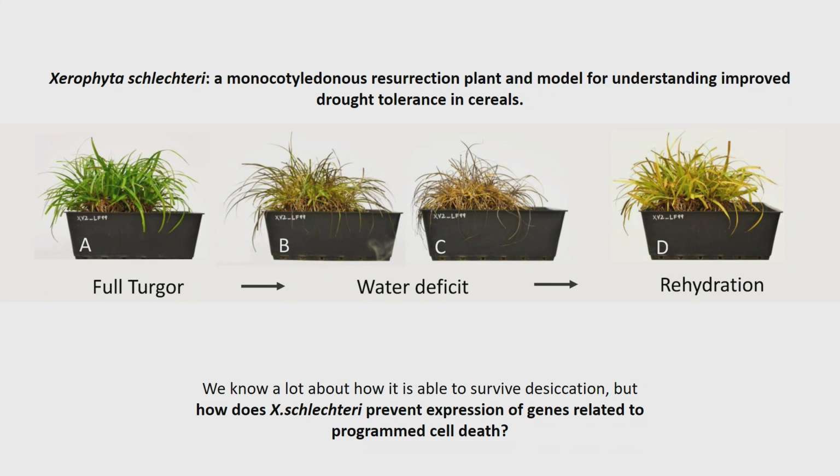So we know a little bit about, well, actually quite a lot about how it's able to survive the desiccation process, but we don't really know how it represses the genes that are supposedly hardwired to be responsive to stress and signal death.